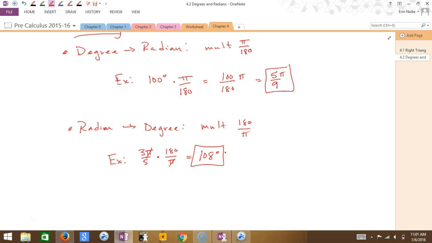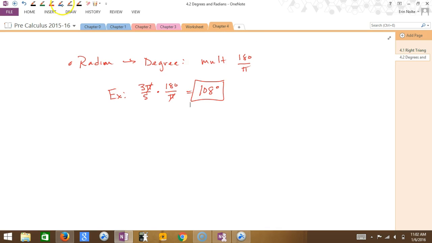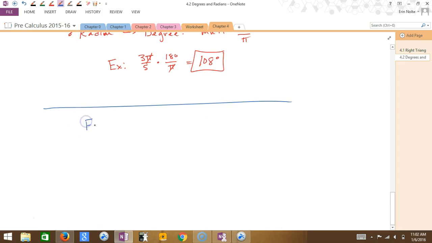I'm going to give you 3 formulas that you're going to write down. I'm not going to do an example, but I want you to write these down because they're plug and chug stuff. Formulas. Okay, arc length. Arc length is equal to the radius times its angle. But the angle must be in radians for this to work.